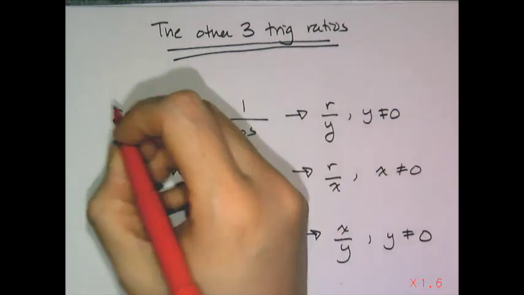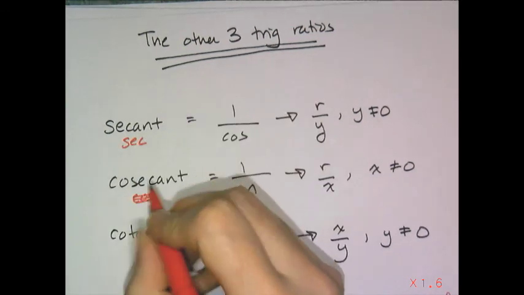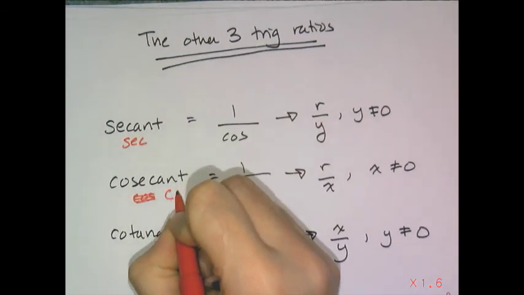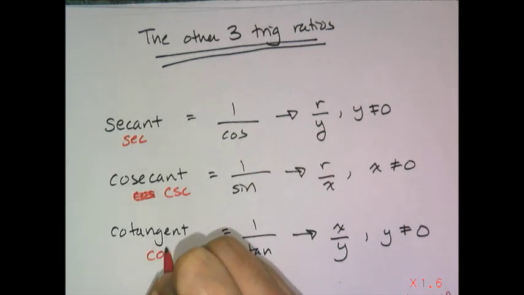The way we abbreviate these: secant is abbreviated SEC, cosecant is abbreviated CSC, and cotangent is abbreviated COT.